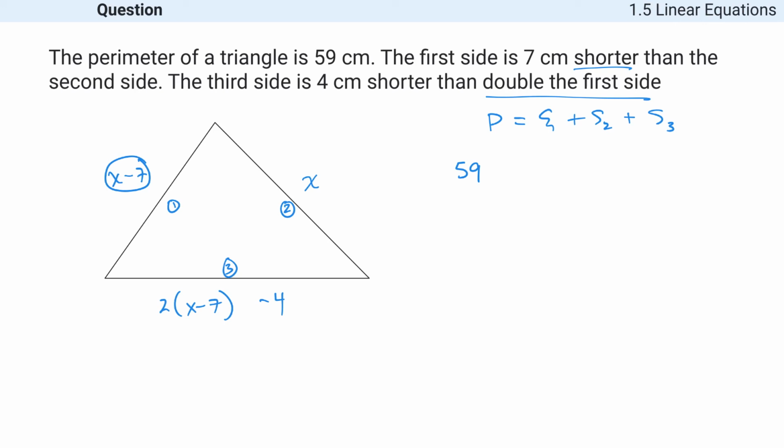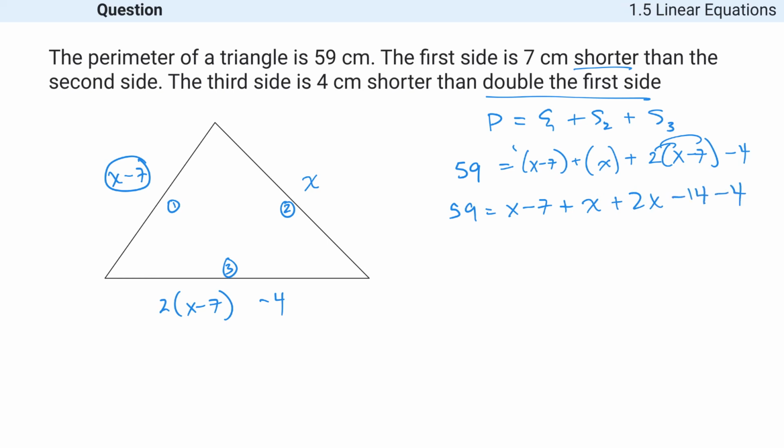Okay, so now I can plug all this stuff in. Here's my first side. So side 1 will be x minus 7, plus side 2 is just an x, plus side 3 is 2 times x minus 7 minus 4. And then suddenly I've got a linear equation just like we've seen before. Okay, the first one doesn't have a number in front of the bracket, so I can just drop it. Same thing with the second one. Here I'll have to use the distributive property. So plus 2x minus 14 minus 4.